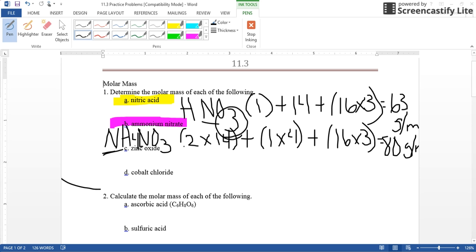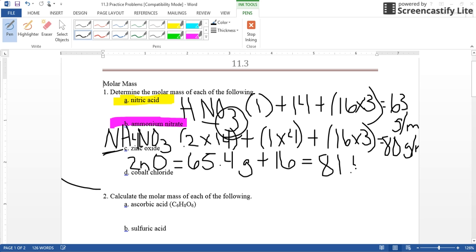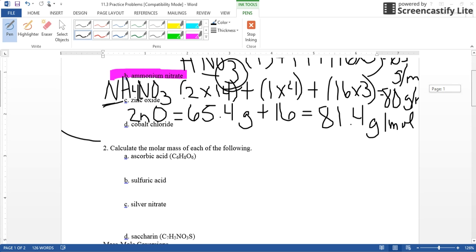So let's do zinc oxide. Zinc has a +2 charge. Oxygen has a -2 charge. So it's ZnO. We just have 1 zinc and 1 oxygen. Zinc falls into that category where you can't really round it up, so put that 65.4 grams plus your oxygen, which is going to be your 16. Add those together, and we're going to get 81.4 grams per mole.